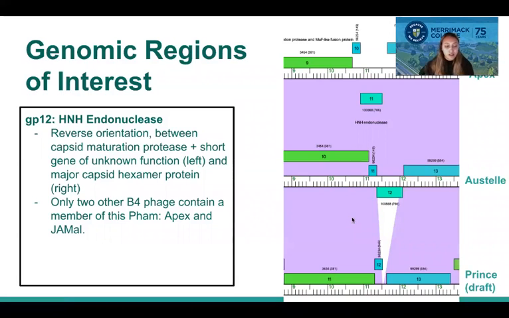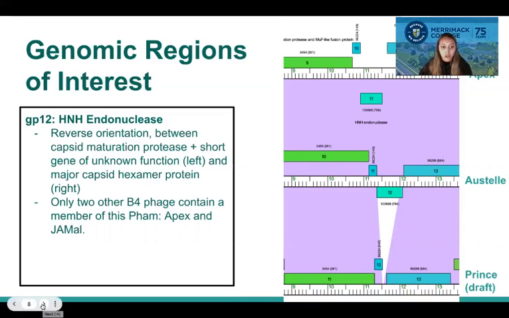One aspect of Austelle's genome that is atypical of B4 cluster genomes is GP12, a predicted reverse orientation HNH homing endonuclease flanked by a major capsid protease and a major capsid hexamer protein. The only other cluster B4 genomes containing an HNH endonuclease gene are Apex and Jamal.